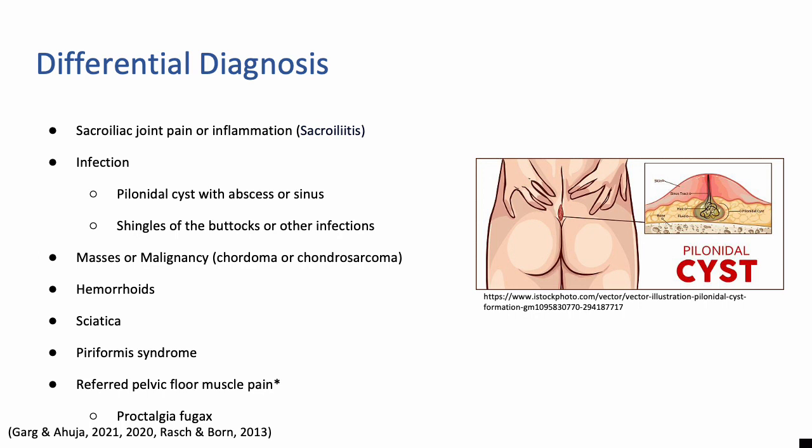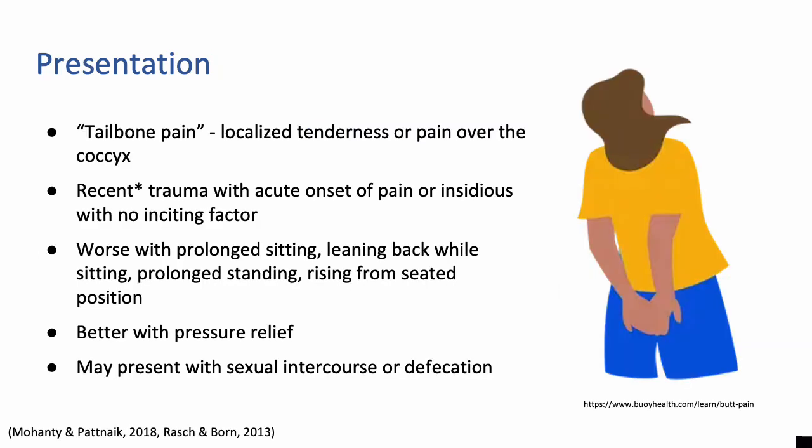An example of such would be proctalgia fugax, which is when the person experiences intense anal spasms causing sharp stabbing pain in the anus. So the presentation of tailbone pain is going to be very localized pain over the coccyx. Person might have recent trauma or insidious onset. But I did put a star there because oftentimes person will have had an accident years ago, as we'll see in my case study, and the pain just never went away.